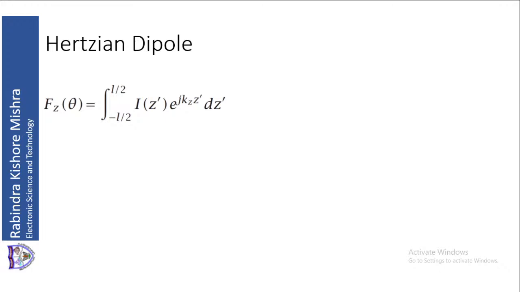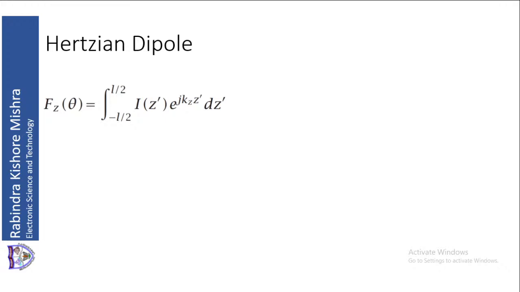So the Hertzian dipole: for a Hertzian dipole, L, the extension of the dipole, is less than lambda by 50. Lambda is the wavelength. So L is 1/50th of the wavelength or less than that, and that is termed in engineering as a Hertzian dipole.